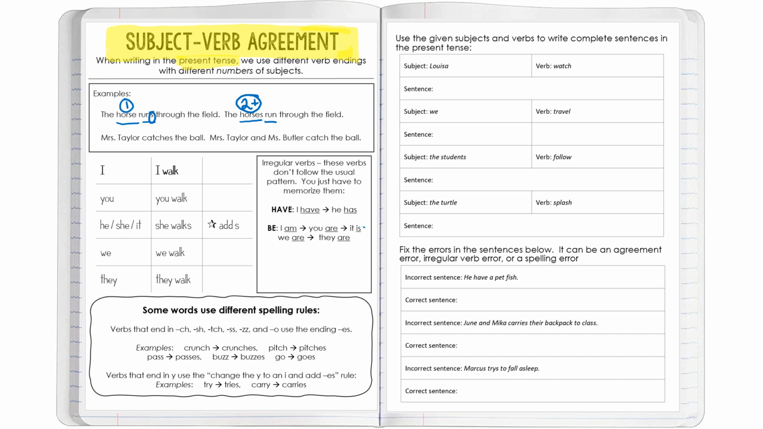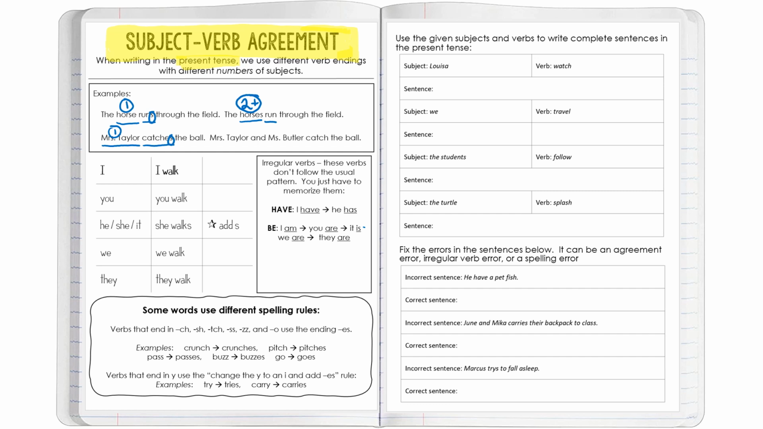Let's look at another example. Our first sentence says, Mrs. Taylor catches the ball. My subject is Mrs. Taylor, and she catches. Mrs. Taylor is one person, and since she is one person, I use that S on the end of my verb. She catches the ball. She's doing that right now.